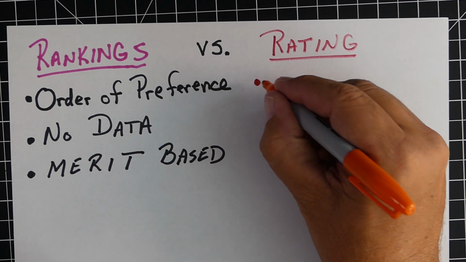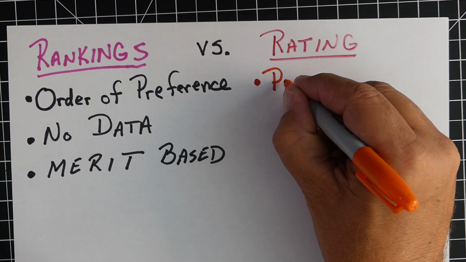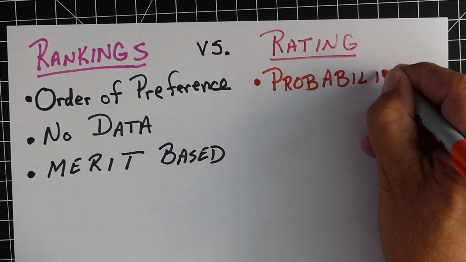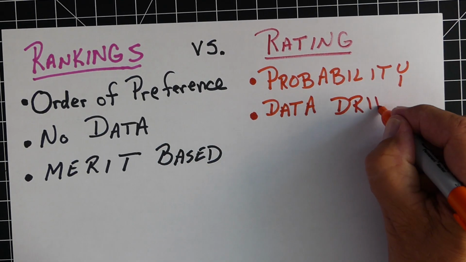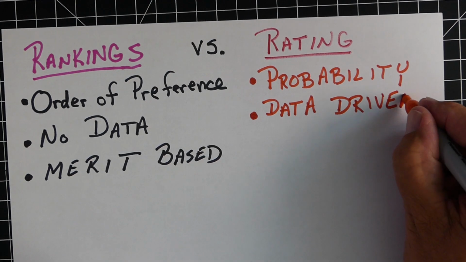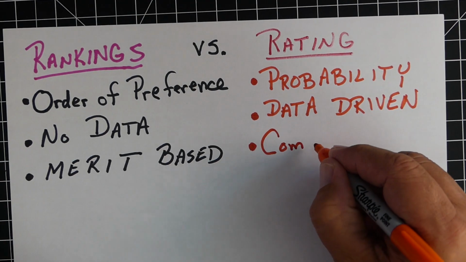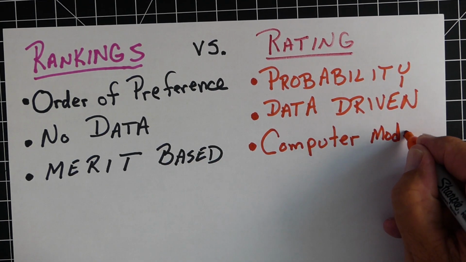Now with ratings, we're talking about a lot of math. We're talking about probability. We're talking about stuff that's data driven. And for example, if we're talking about the Late Kick show, they use a computer model. So we're talking about a lot of math here.